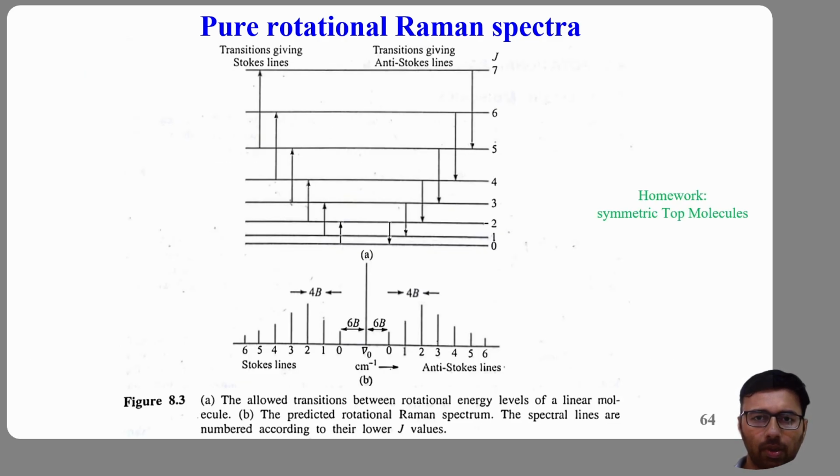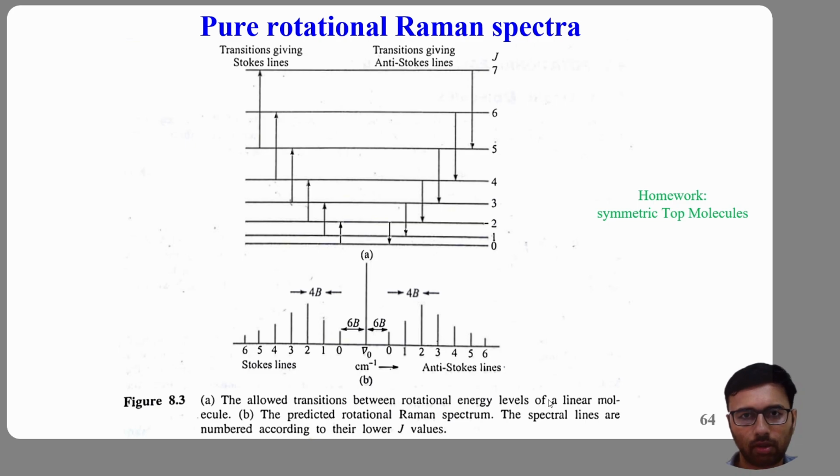At the center sits the massive Rayleigh line, and the first Stokes and anti-Stokes lines appear at 6B from the center. After that, every neighboring line is separated by 4B. This equally spaced pattern is one of the signatures of rotational Raman spectroscopy. There is another beautiful insight here.